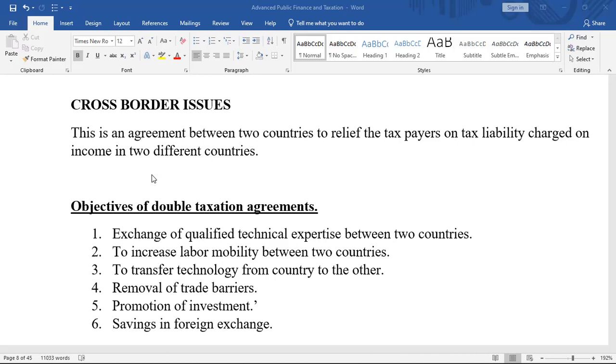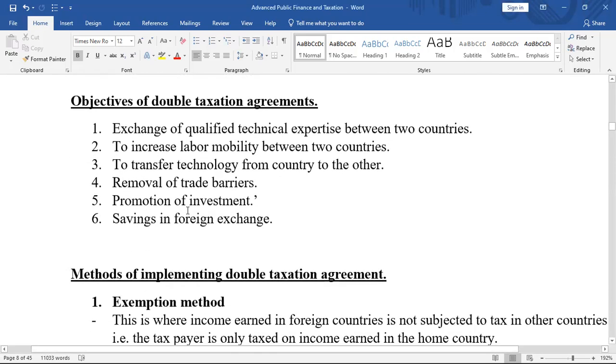So why do countries need to come up with such an agreement? Some of the objectives are these. Number one, it is an exchange of qualified technical expertise between two countries, so we can enjoy the services of expertise from different countries. Number two, to increase labor mobility between two countries. Number three, to transfer technology from one country to the other, removal of trade barriers, promotion of investments, then we have savings in foreign exchange.